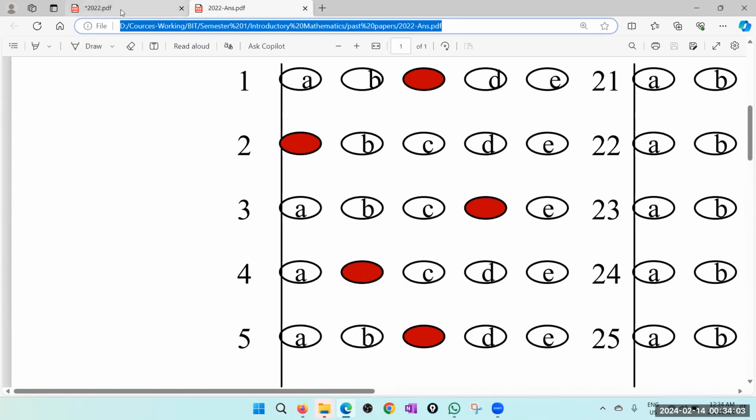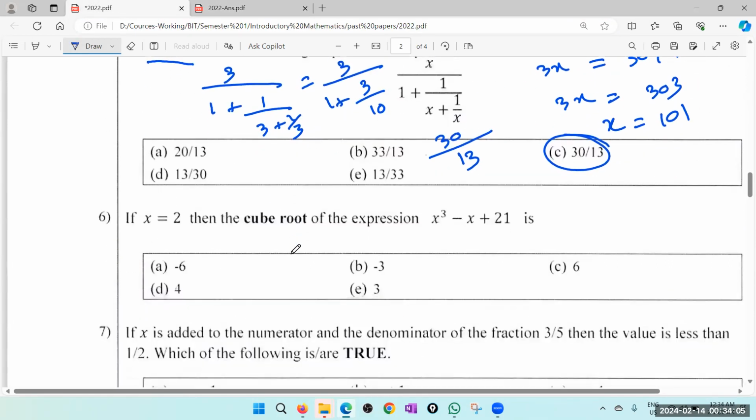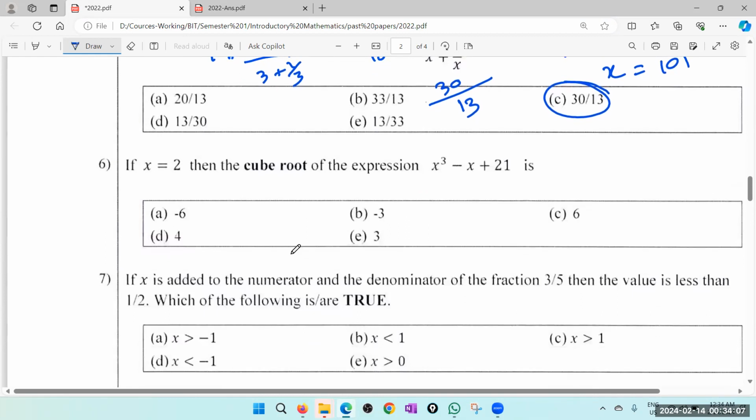Right. Sixth question. If x equals 2, then the cube root of the expression is... Okay, so it's again a super simple question because you just have to substitute x equals 2. So therefore 2 to the power 3 minus 2 plus 21. That is, 2 to the power 3 is 8. 8 minus 2 plus 21. And you have to take the cube root.